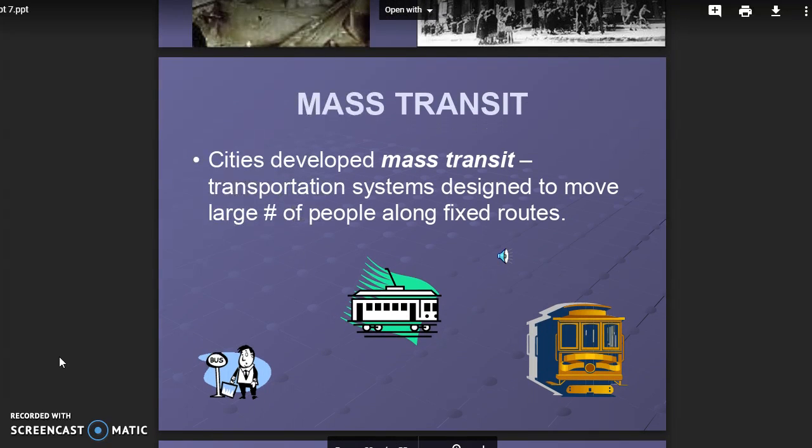Not only did we have problems with housing, we had problems with transit. And if you have ever visited New York City, you would know that traffic is very bad there. So what we did was just develop mass transit. And this is question number 17. They developed mass transit, which is transportation systems designed to move large numbers of people along fixed routes. Bus, train, train. So go ahead and summarize this for question number 17.